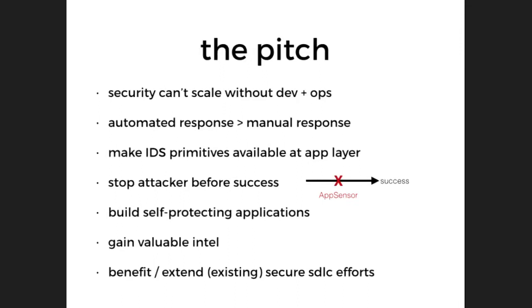We talk about IDS primitives. Conceptually, the AppSensor project is about thinking about events, attacks, those kinds of things. We want to make those available at the app layer. This picture is what AppSensor is about. The attacker takes this long to perform a successful attack. They're going to try a lot of things, but it takes this long to perform a successful attack. We want to stop them at some point before that. That's the idea behind AppSensor.